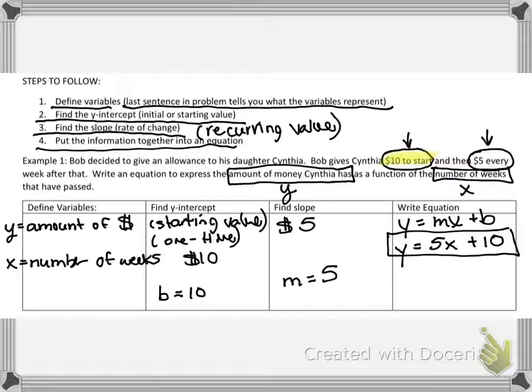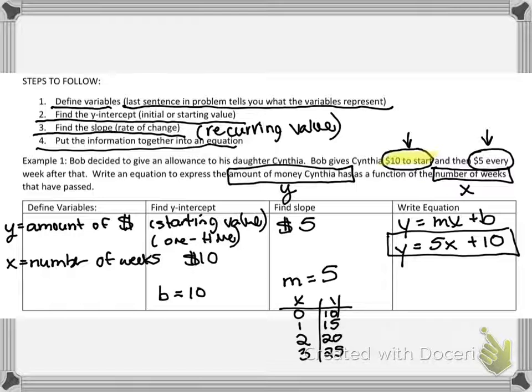So I said earlier that I would explain a little bit more how I knew that x was the number of weeks. And one way to understand it is if I make a little table. Right? So at the beginning, when no time has elapsed, Cynthia has $10. And then after that, she has $15 after 1 week, and then $20 and $25, and so on.